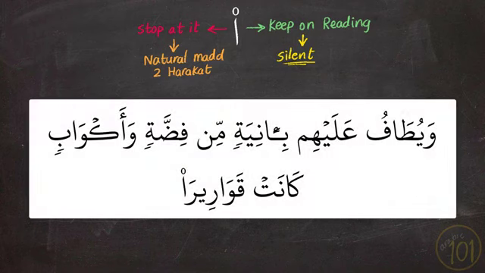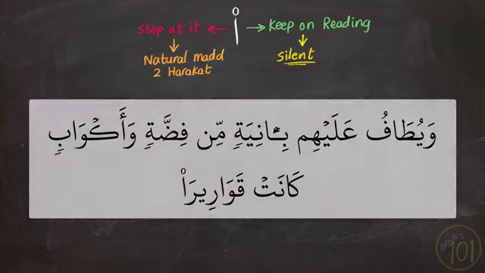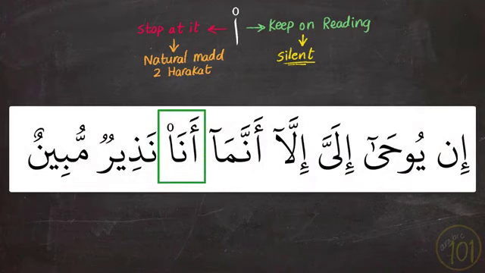وَيُطَافُ عَلَيْهِمْ بِآنِيَةٍ مِّن فِضَّةٍ وَأَكْوَابٍ كَانَتْ قَوَارِيرًا. Here, as you've heard, when I stopped at this word, I said قَوَارِيرًا with an alif at the end of the word of 2 counts. And this symbol is also very commonly used on top of the word أَنَا, like in this example.